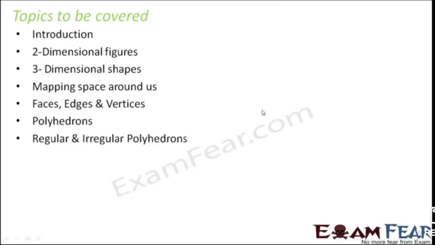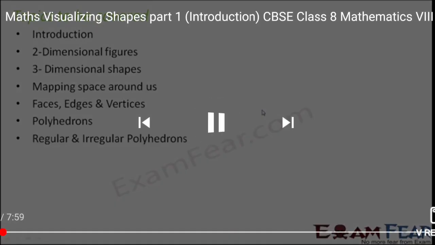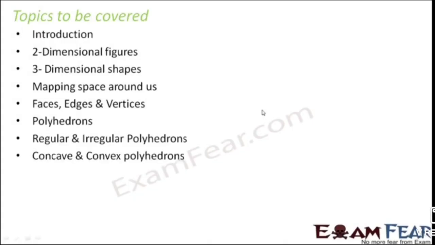Now in today's topic, in this chapter, we have to see two-dimensional figures, three-dimensional figures, then mapping space around us, then faces, edges and vertices, polyhedrons, then regular and irregular polyhedrons, then one more is there, convex and concave polyhedrons, then Euler's formula. Okay, now the introduction. We have learned the 2D and 3D shapes in our earlier classes.